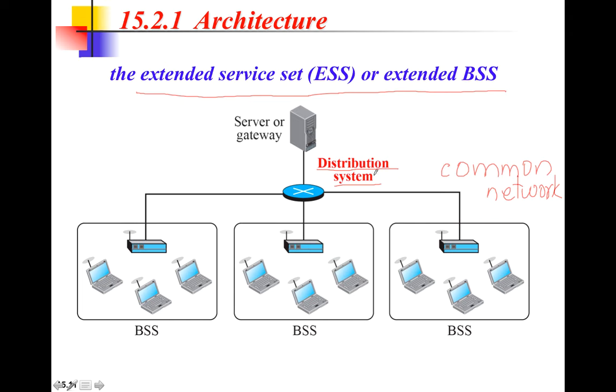What is the advantage of this configuration, of this architecture? You could have a device in this BSS communicate with a device in this BSS via the access point, the distribution system, the switch or router, and to this access point, and then to the destination. It is very much possible to have this type of communication.